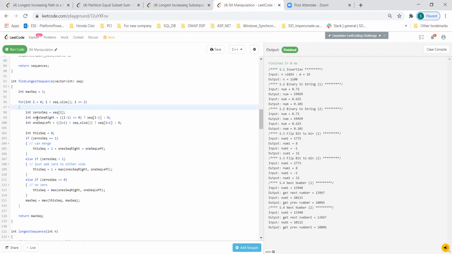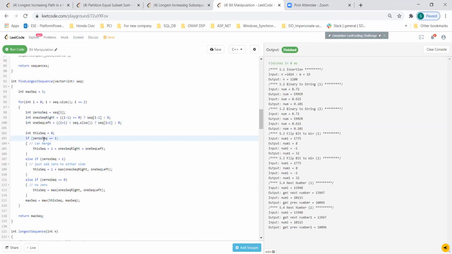The first value will always be of 0, so whatever the value is, it is a 0 sequence, and the 1 to its right. If you go I minus 1, that will be the right sequence, and the 1 to its left, which is I plus 1, will be its left sequence. And once we know what is 0 and the right and left sequence, then it's very easy.